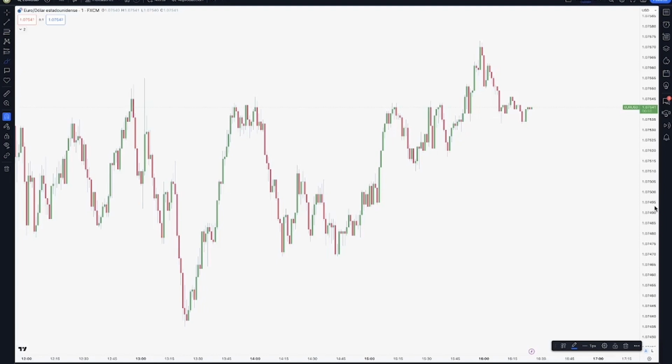And also, very important, you can keep a journal of the trades you have made, so you can check your performance there. So let's set up the paper trading.